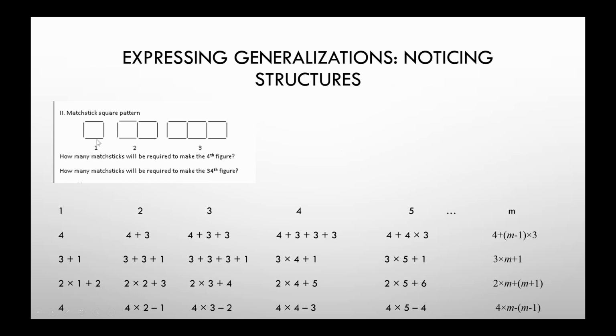So the first figure, the child says 4, then the second one has been done by adding 3 more. The third one requires 3 more than the previous one. Now, this is a very recursive relationship. And oftentimes, children actually find it very difficult to move from that. For every new figure, you need 3 more than the previous one. Now, if you only have this understanding, it's very difficult to move to a functional relationship, which is what we want as a rule. 4 plus m minus 1 times 3.